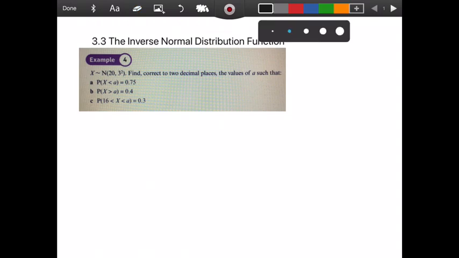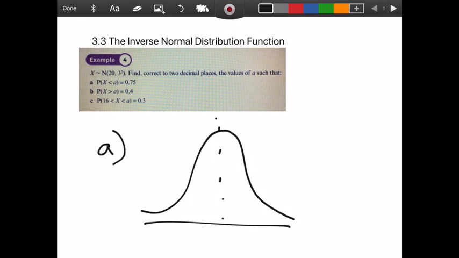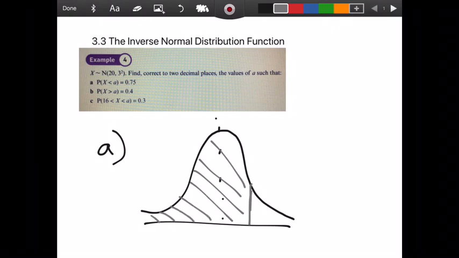So in example 4a, our normal distribution looks something like this, and we know the probability that x is less than a is 0.75, so I expect it's about here, because 3/4 of people are included in this. So there's our point A here, and this is 0.75. And I know my mean is 20, and my standard deviation is 3, because this says 3 squared.